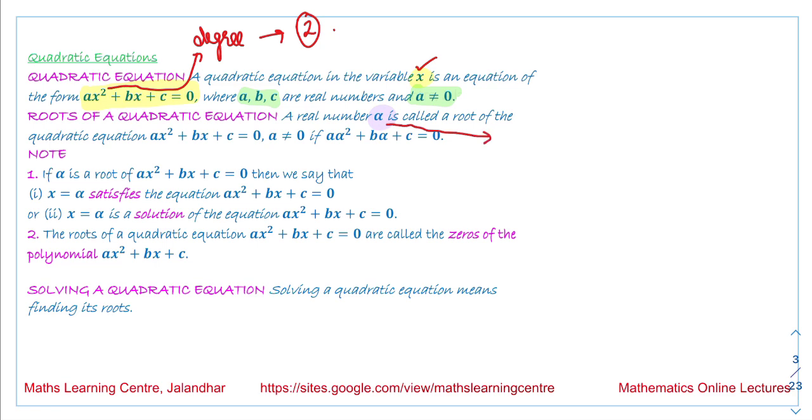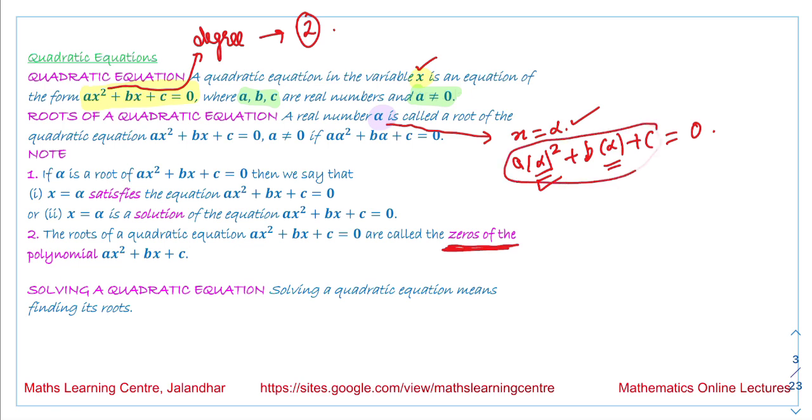If the equation is ax square plus bx plus c, satisfying the equation means we substitute x is equal to alpha, and we get a alpha square plus b alpha plus c. On substituting x is equal to alpha, if the answer is equal to 0, then we say that alpha is the root of this equation, or that alpha satisfies this equation. We can also say that it is the 0 of this polynomial.